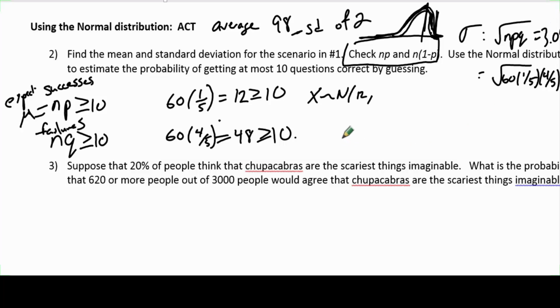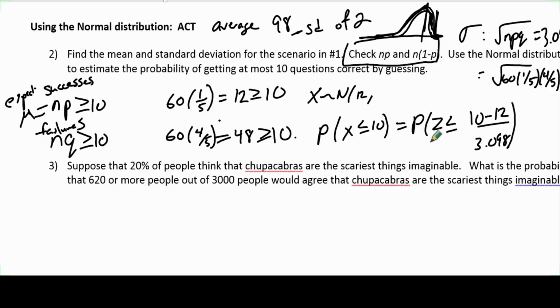So 3.098. So we want to figure out the probability of getting x to be less than or equal to 10, right? So we're looking for probability that x is less than or equal to 10. Now if we're using the normal distribution, we can find the z-score. The z-score for this would be 10 minus the average, which is 12, over the standard deviation of 3.098.